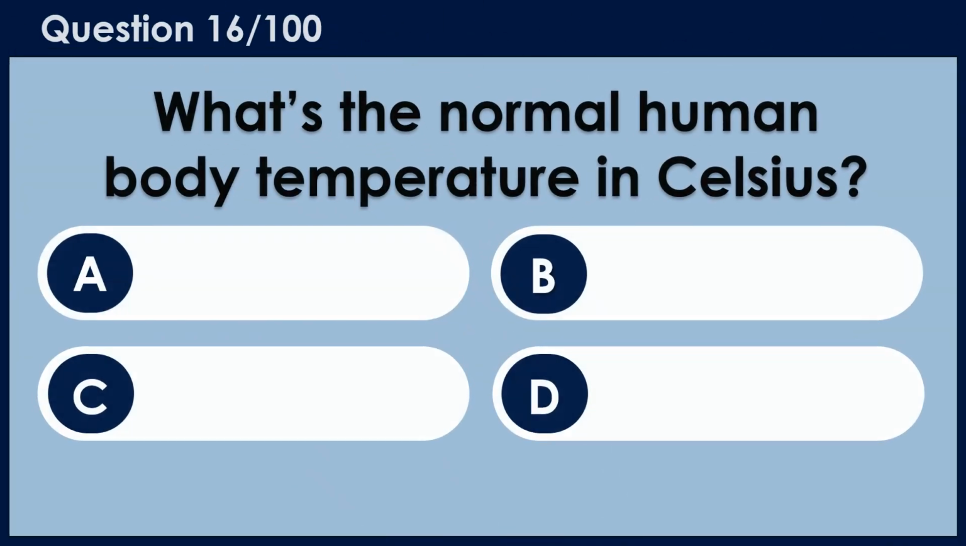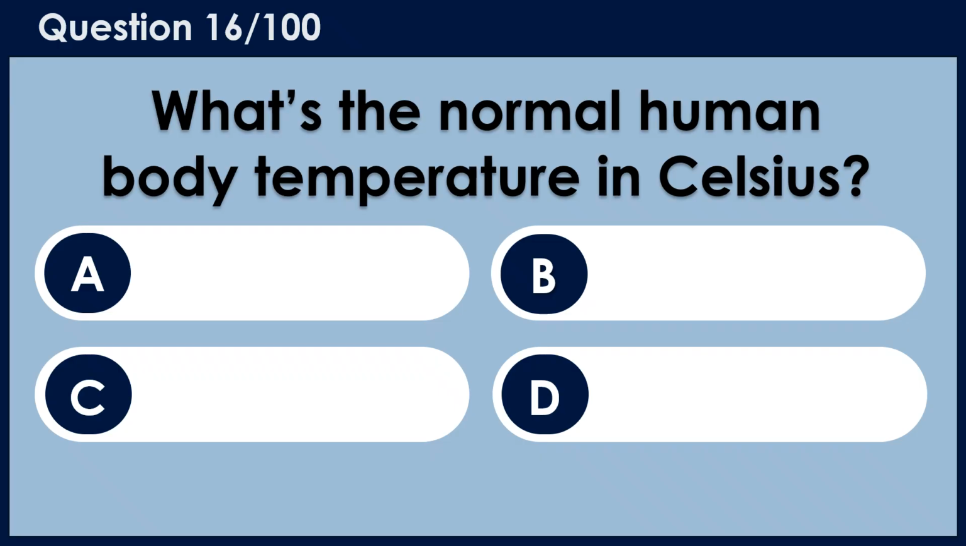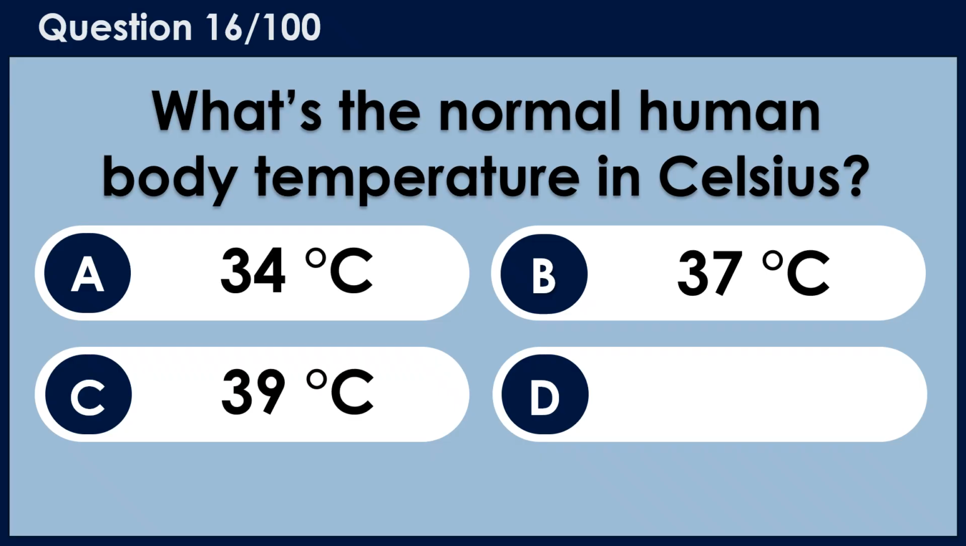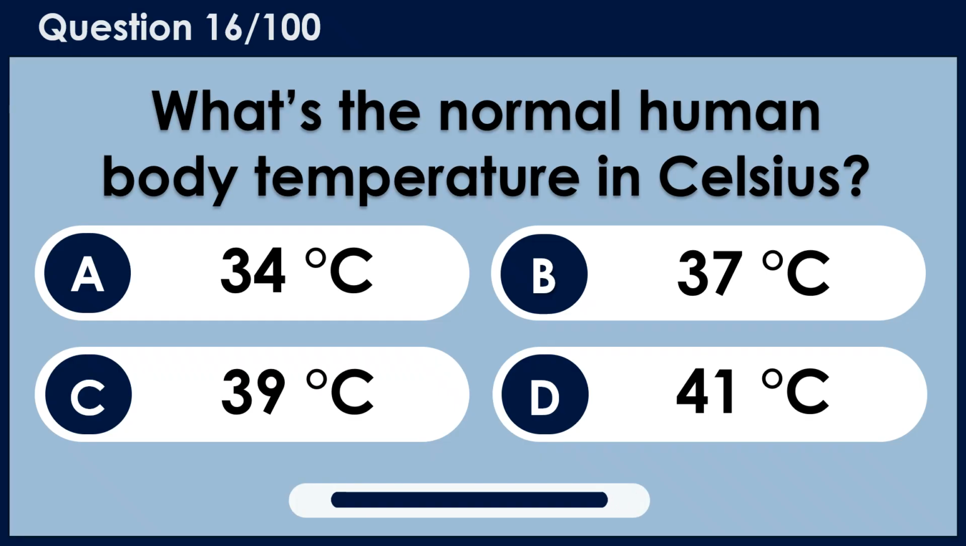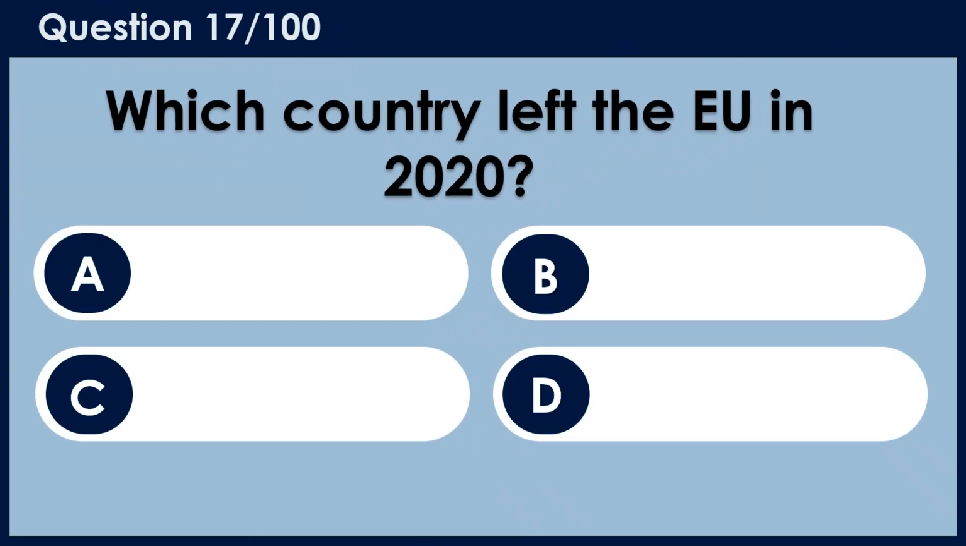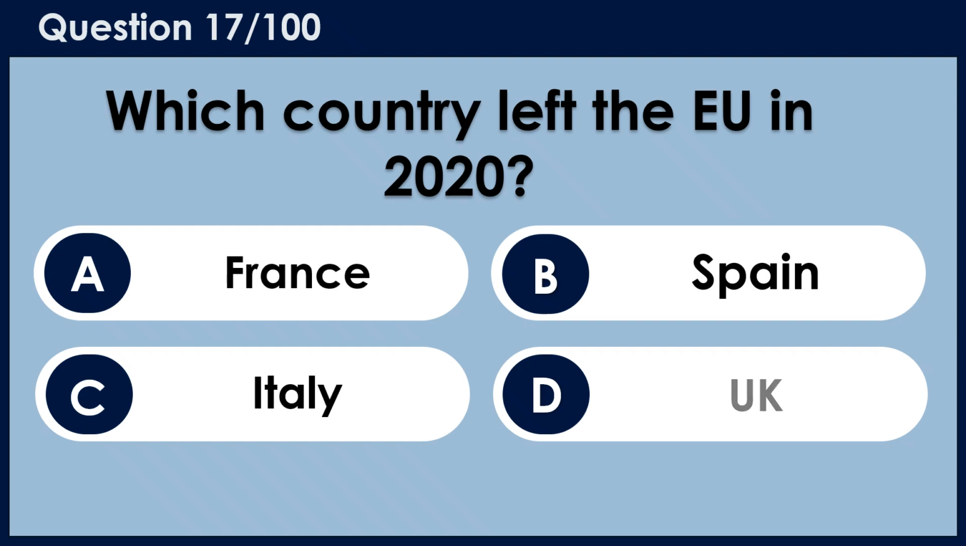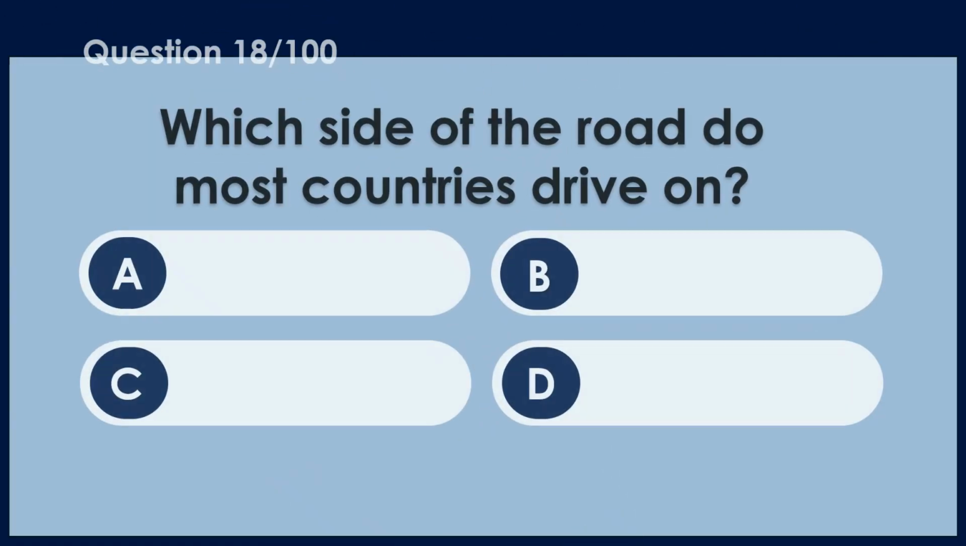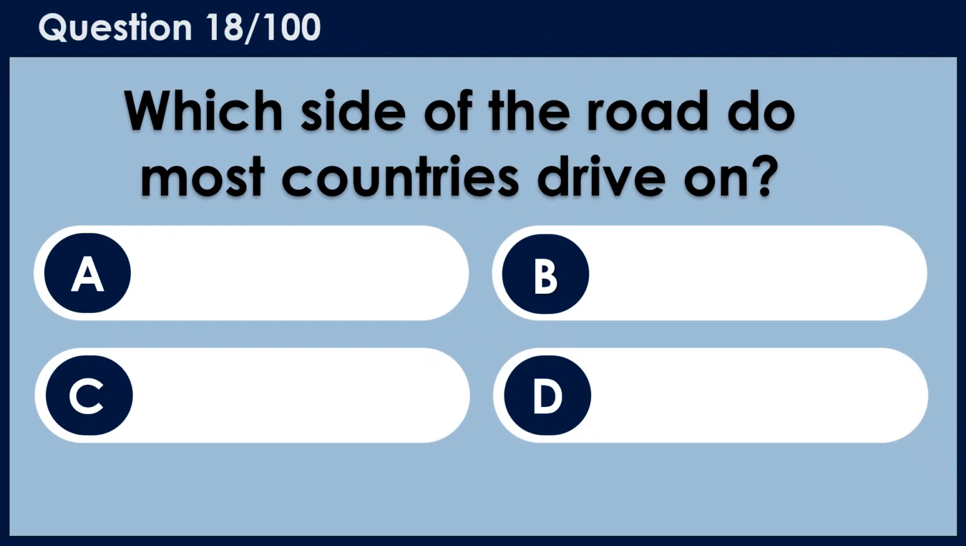Dollar. What is the normal human body temperature in Celsius? 37 Celsius. Which country left European Union in 2020? UK. Which side of the road do most countries drive on?